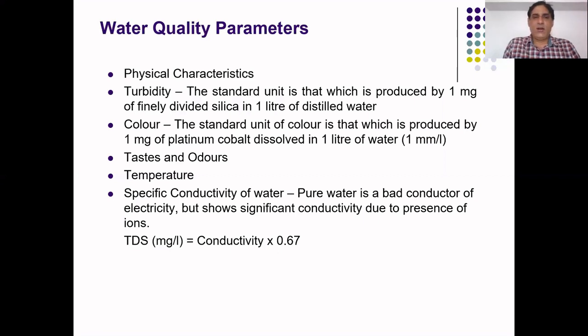Now, whatever standard water is there, or the water sample whose color intensity is to be measured, you compare the color of the water sample with the standard Nessler tubes. Whichever color matches gives you the color intensity.